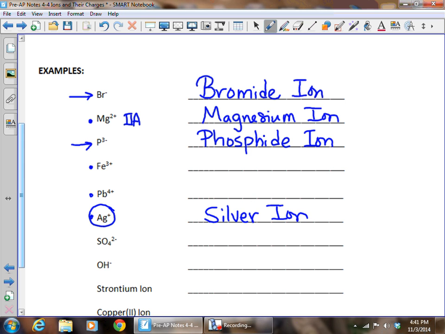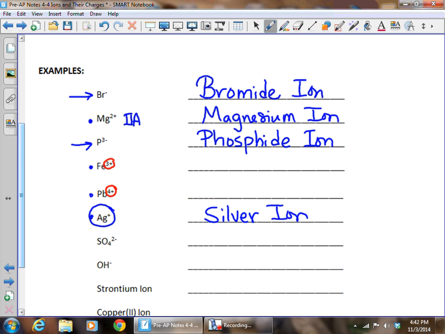Now our other two elements here, our other two monoatomic or single atomed ions here, are both part of the sea of unknown charge. If you look them up on your periodic table, you'll see that they're right in the middle of the sea of unknown charge. Since they are, they have to have Roman numerals. And the Roman numeral is going to be the charge. Now you have to know your Roman numerals.